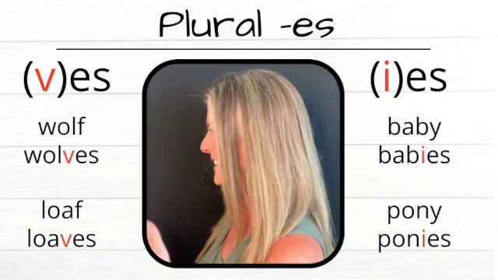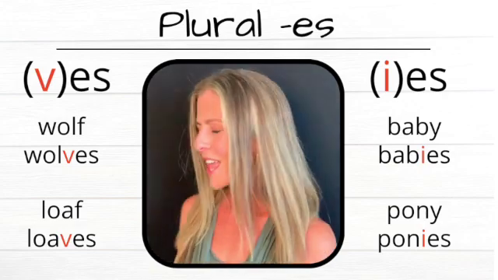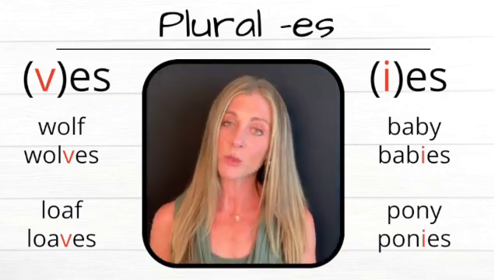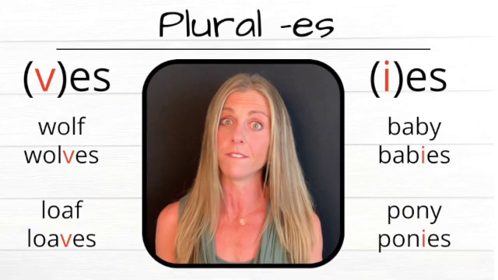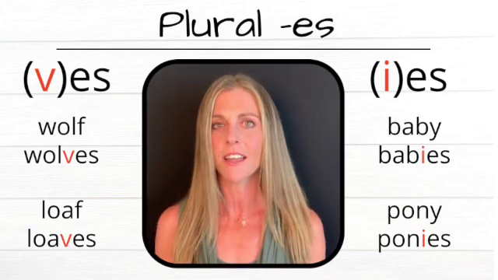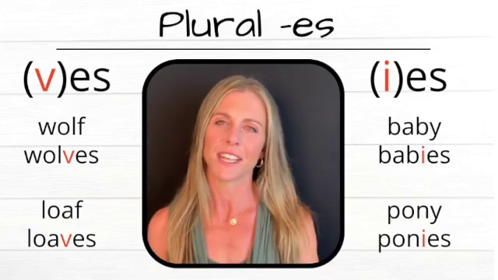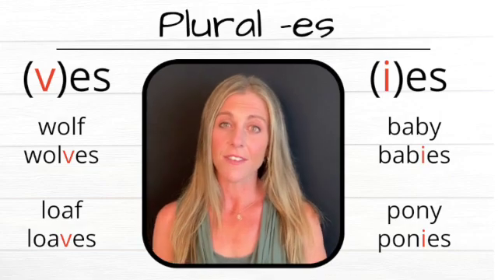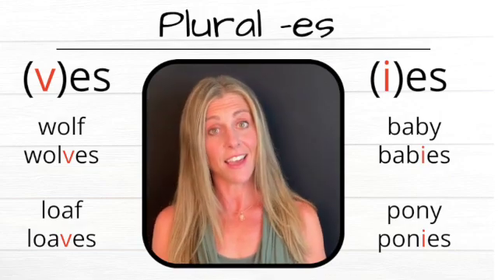And you probably already see the change that was made here. We changed that F into a V. You actually hear wolves. You hear the V. We don't say wolves with that F sound. Change that F into a V and add the ES.